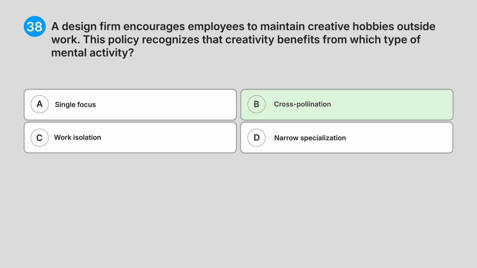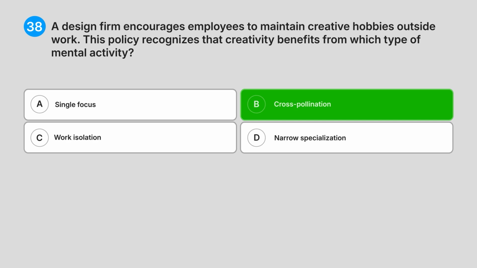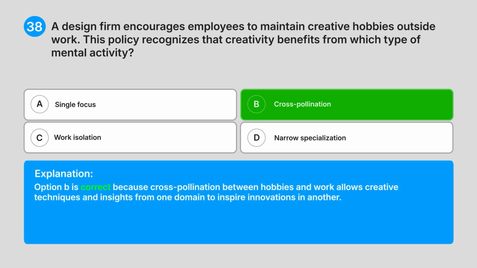Correct answer, B. Cross-pollination. Explanation: option B is correct because cross-pollination between hobbies and work allows creative techniques and insights from one domain to inspire innovations in another.